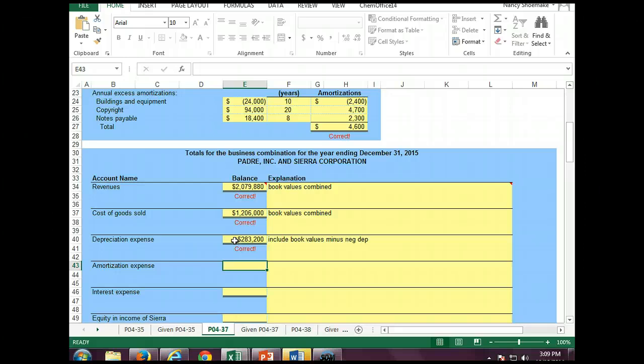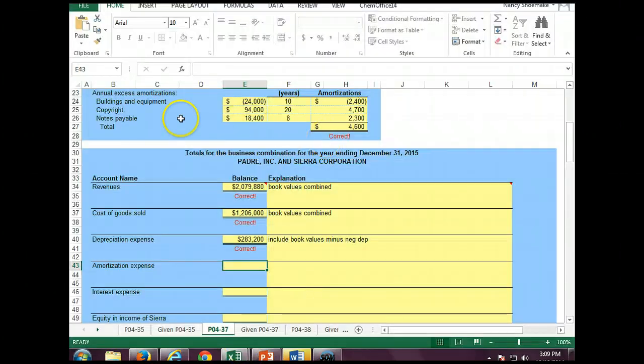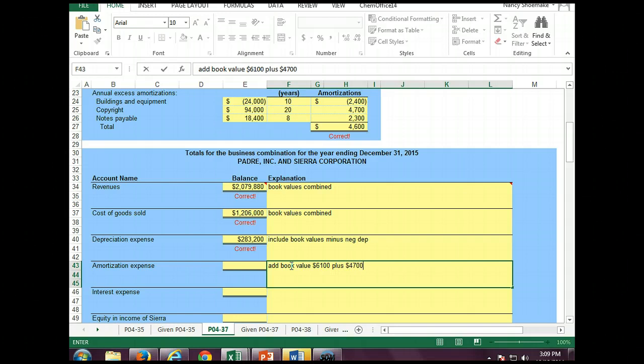Amortization expense. We're going to have to do something with this or not? What are our book values here? Amortization of 6,100, right? And then do we have any that we've calculated here? Copyright 4,700. So we're going to add book value of 6,100 plus the 4,700, and that gives us what? 10,800.